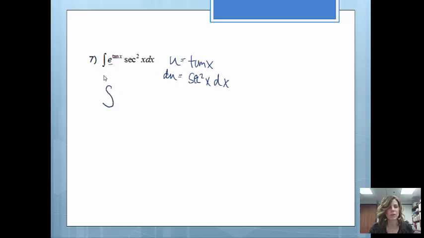If we go to rewrite this, I have done absolutely nothing with the e, so we bring it down. The tangent x we called u, and secant squared x dx became du. And now we know that the integral of e to the u is just e to the u, and we can sub our u back in, and then once again we are done with that problem.